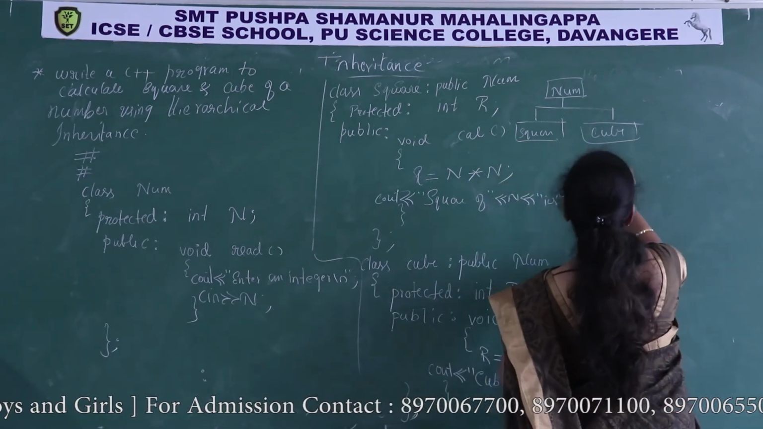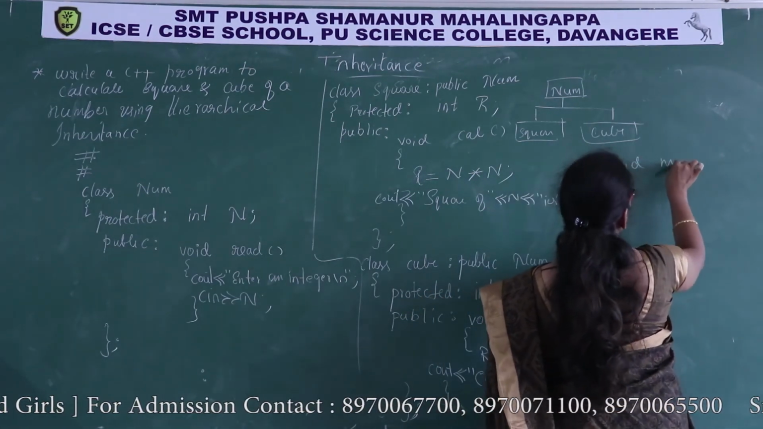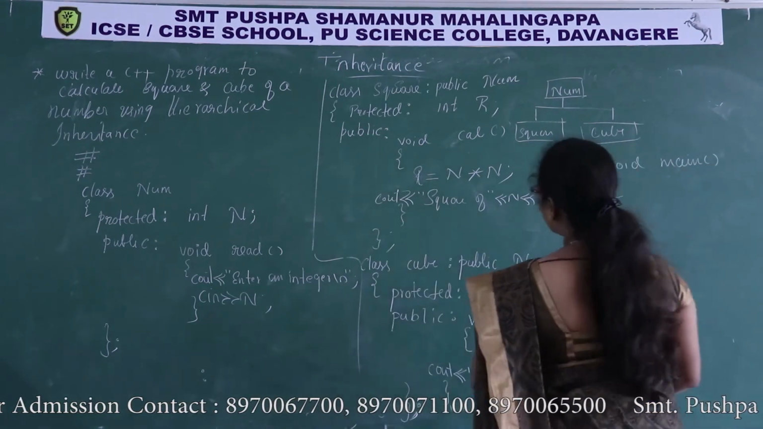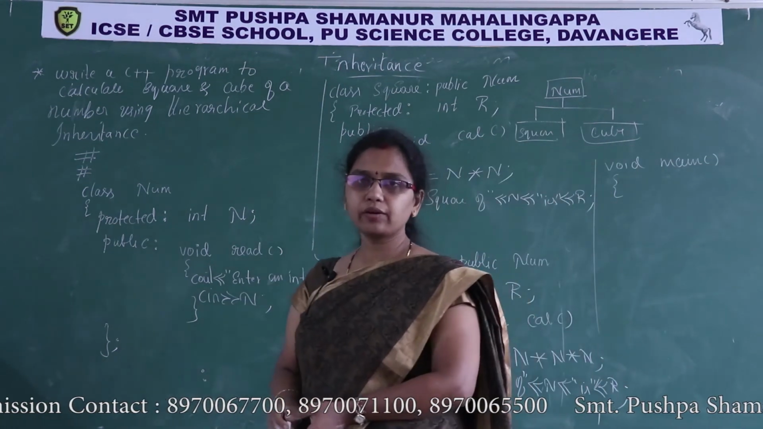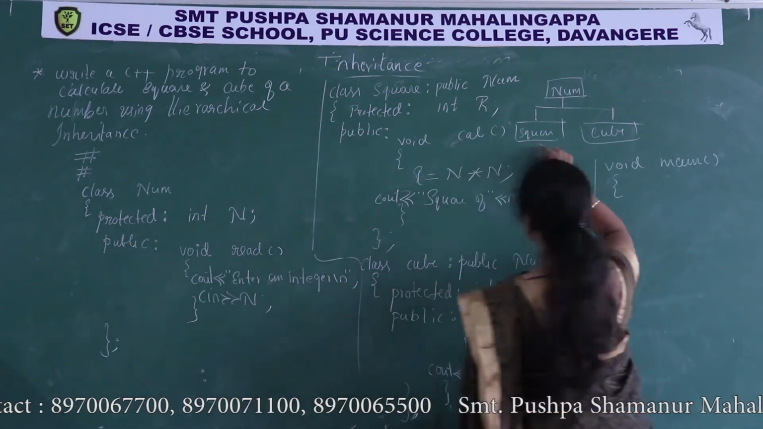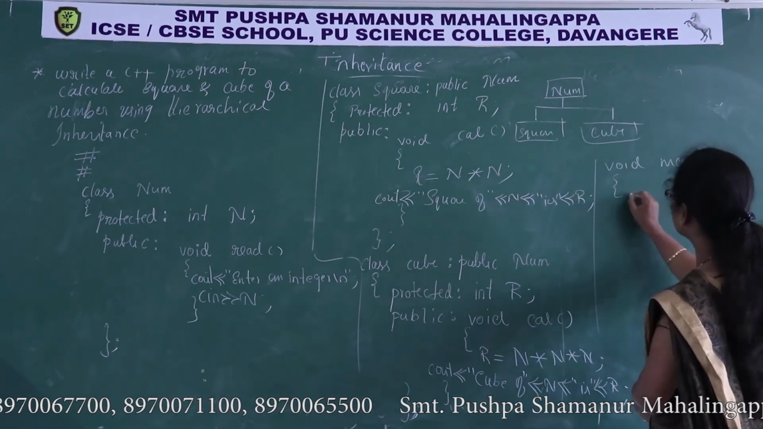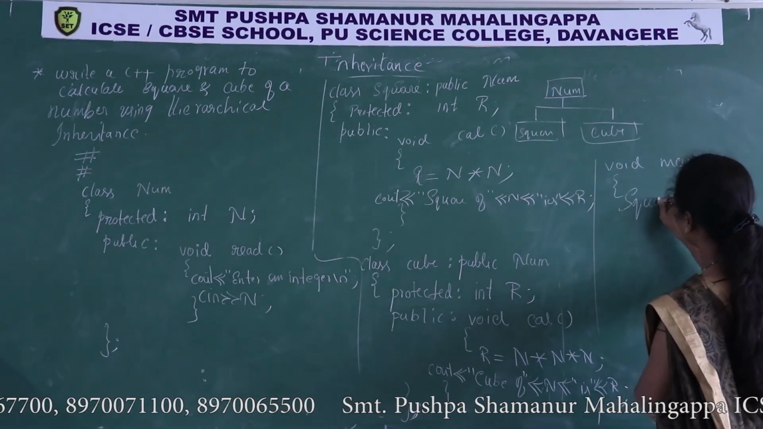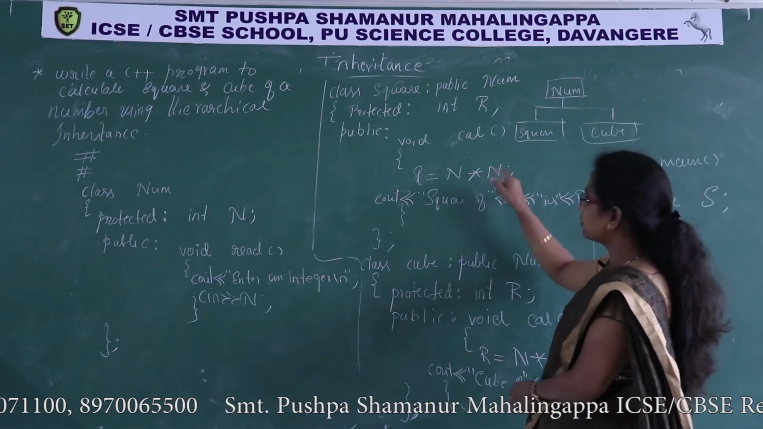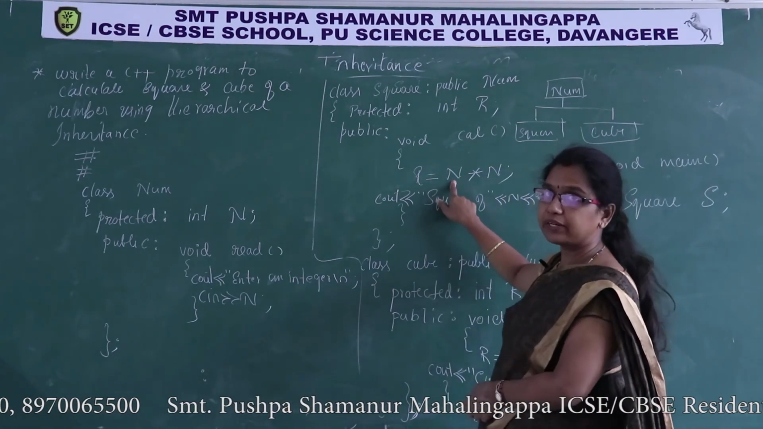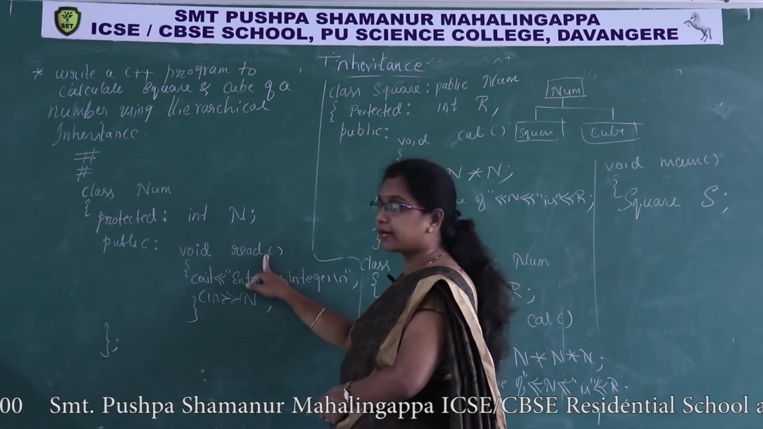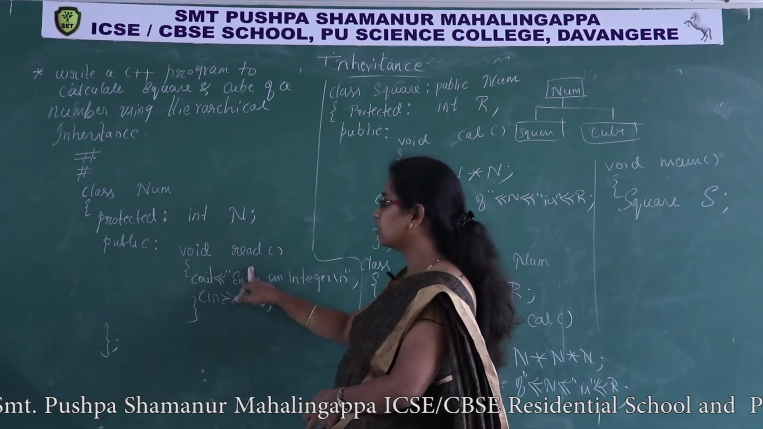Now void main. In order to calculate the square of a number, I must call this cal function using which object? Square, class square object. So I have to create an object for square. To calculate, first we have to give the n value. Where do I have to give the n value? Which function is there to do that? Read function. So I have to call the read function.